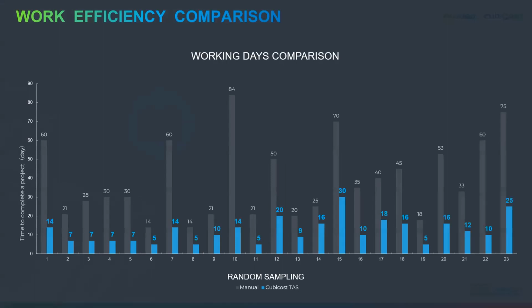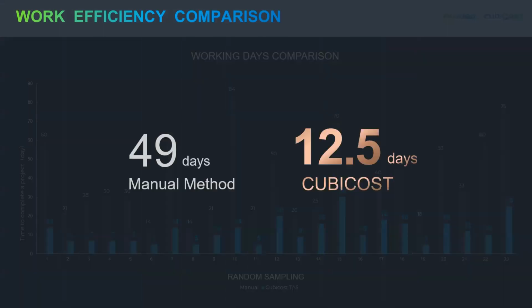So this is the work efficiency comparison. If we use a traditional method to complete the construction project, as a quantity survey, it will take 49 days, if we use the manual method. For that same task, if you use this CubiCost software, you can complete that particular project within 12.5 days. So this is the efficiency of this CubiCost software. You have to understand this.